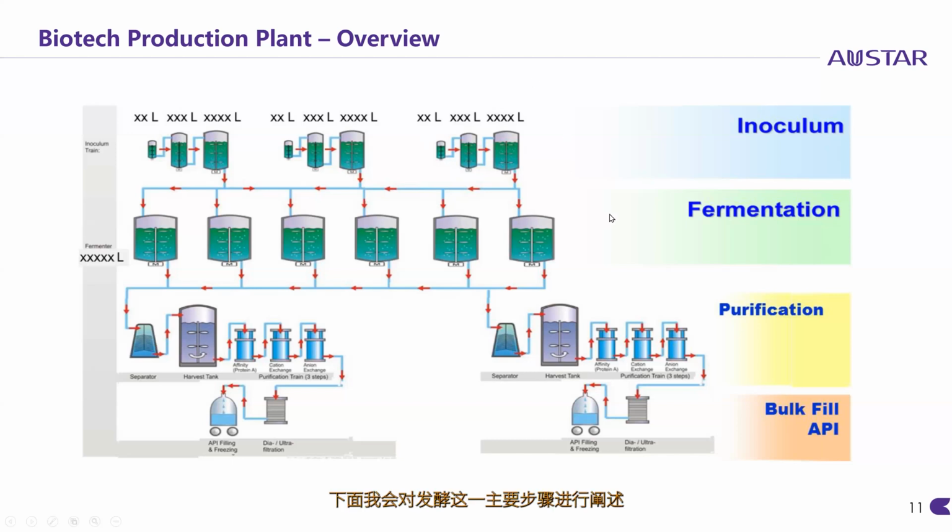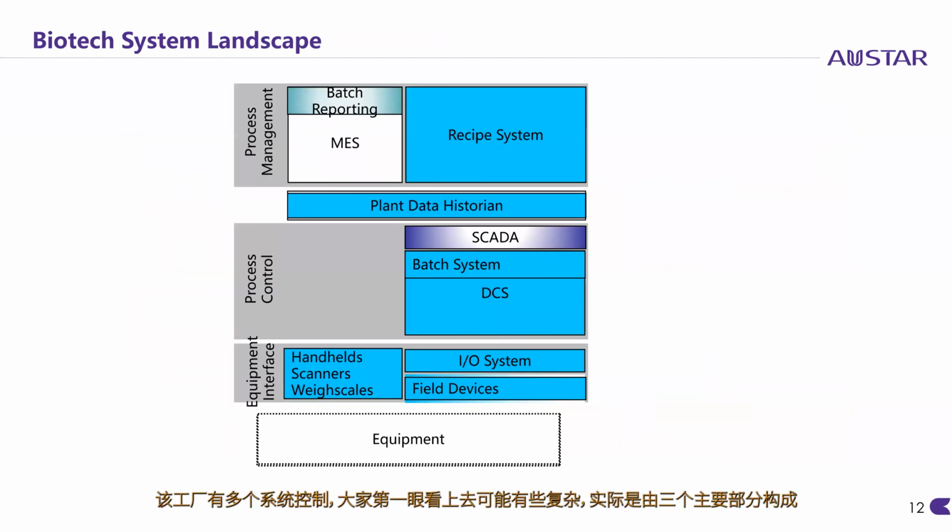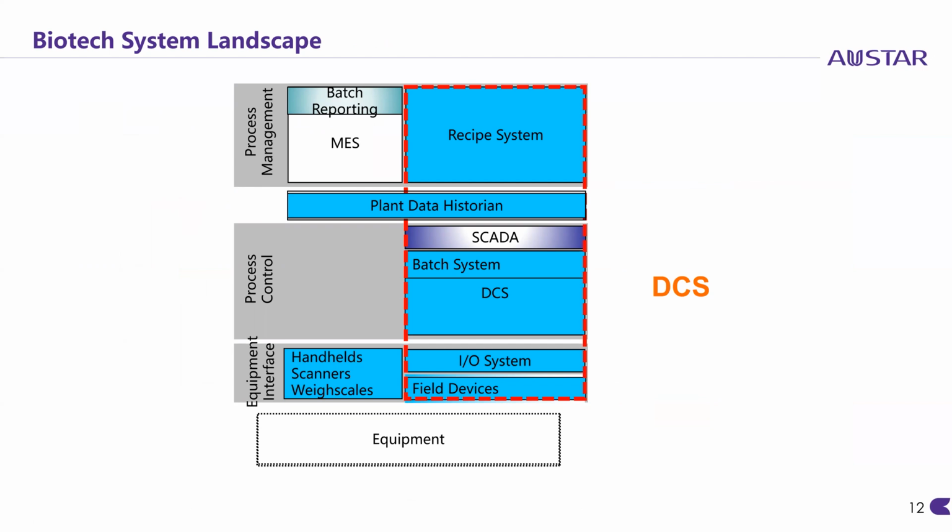And I'm now talking about fermentation, which is most of the area, where the main thing happens. These plants are controlled with a number of systems. While this picture may look complicated at first, it's actually composed of three main parts.